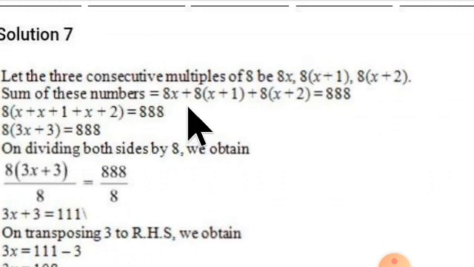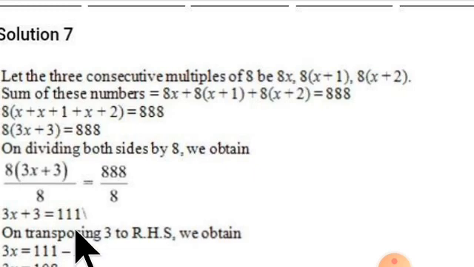So take 8 outside. All are having 8 common, because they are multiples of 8, each number is multiplied by 8. So taking 8 as common, x plus 1 plus x plus 2 equal to 888. Now there are 3x. 8 into 3x plus 3 equal to 888. Now dividing both the sides by 8, 8 into 3x plus 3 upon 8 is equal to 888 upon 8. So 3x plus 3 equal to 111.